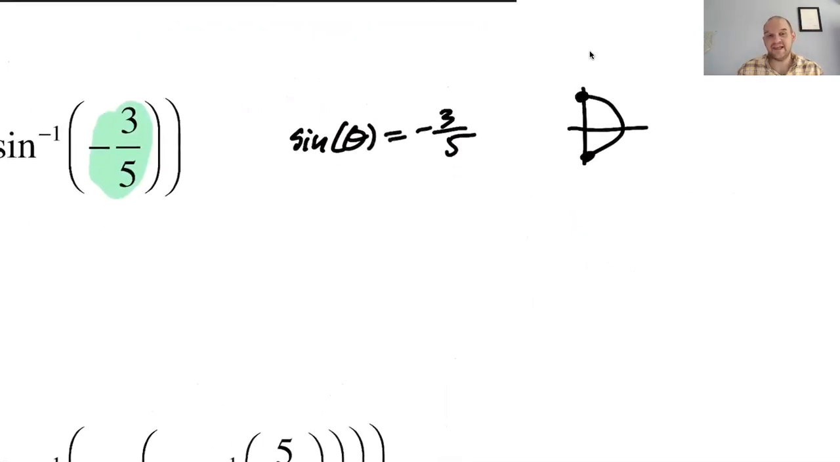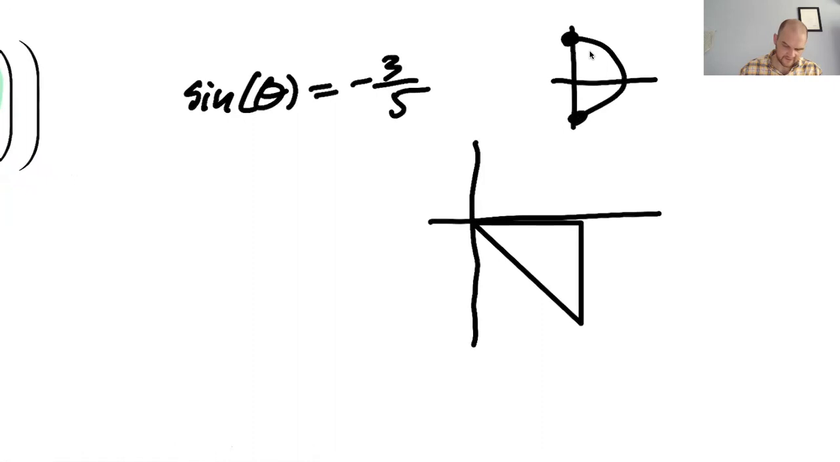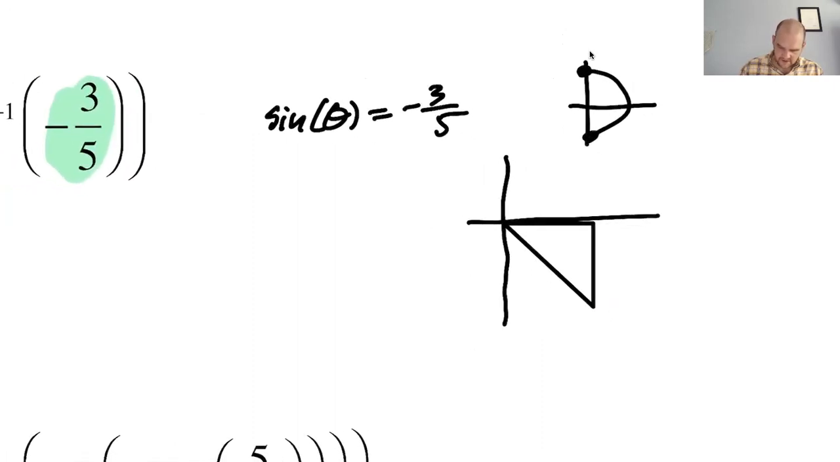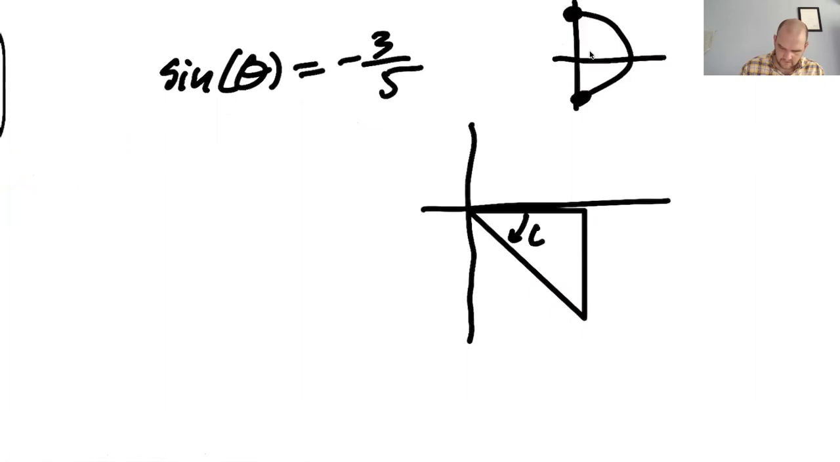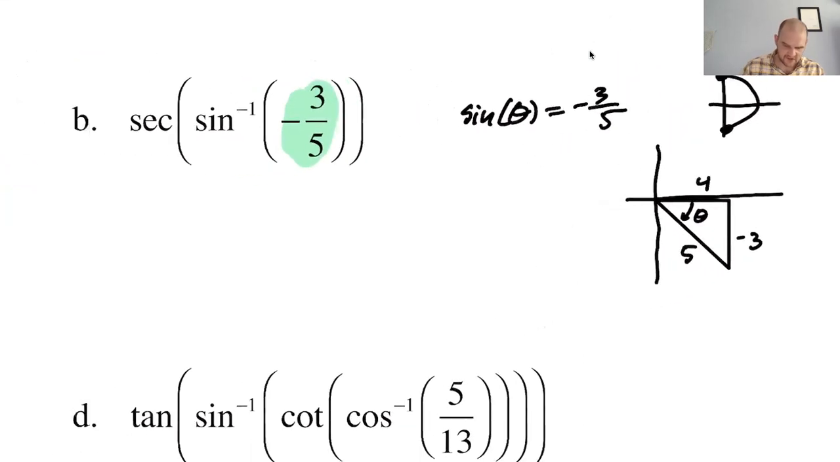If it's inverse sine and there's a negative, that means the triangle I draw technically has to be here. And so this is my triangle, and that looks really good. Theta is not all the way around here; it's actually here. That's theta. Sine of theta is -3/5, so -3 and 5, which makes this 4. Then the question we're trying to answer is, what is the secant of theta? Cosine of theta is 4/5, so secant is 5/4.